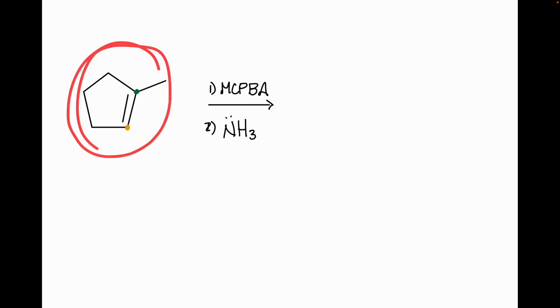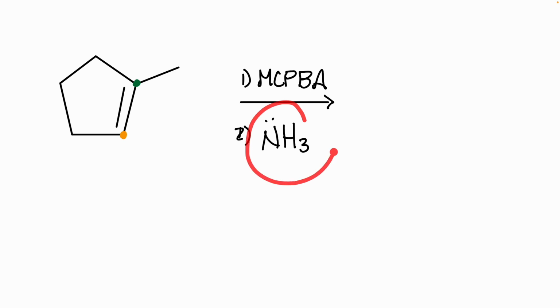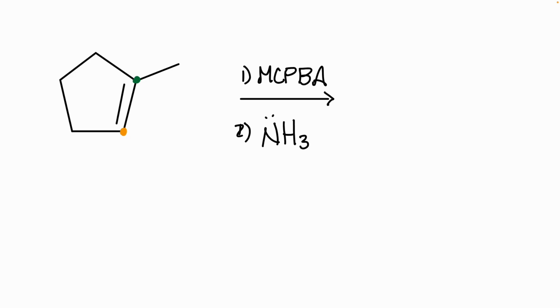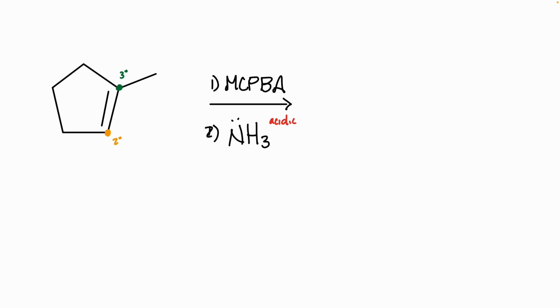All right, so looking at my alkene here, where is my nucleophile going to be added to, the green or the orange carbon? First of all, step 1, are we under acidic or basic conditions with this nucleophile? This would have to be acidic conditions. And so then we're going to look, this is a tertiary carbon, and this is a secondary carbon. Which one is preferred under acidic conditions? The tertiary carbon.